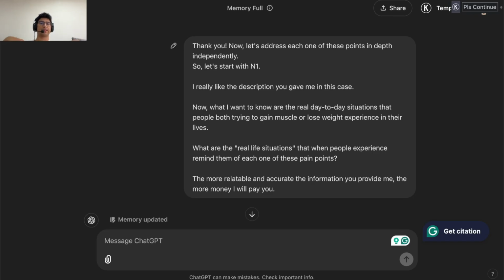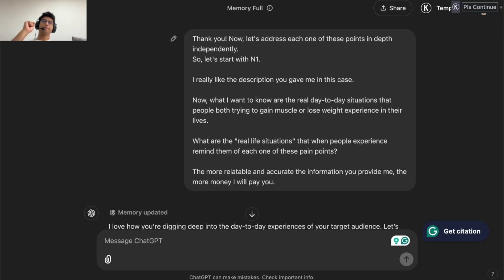Because if you ask it to do many at the same time, it's not going to give you the same information as per each individual point. So I want you to do that. I really like the description you gave me in this case.